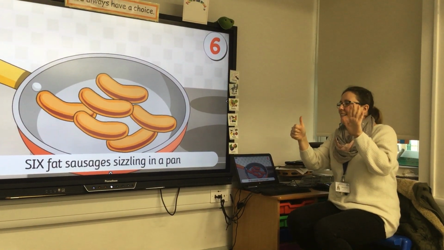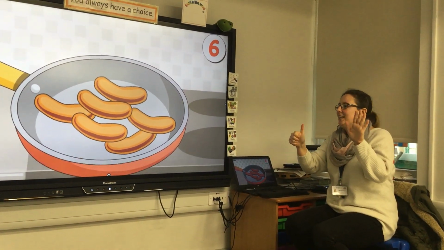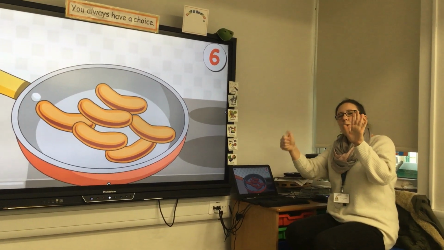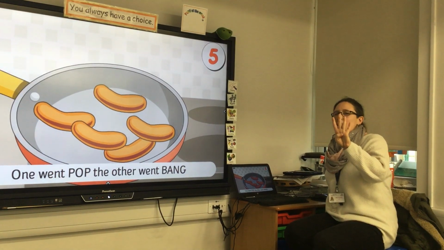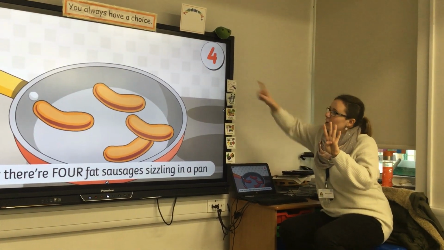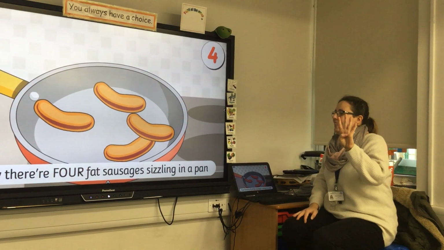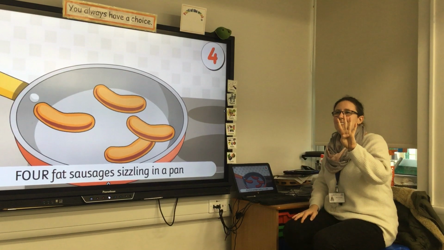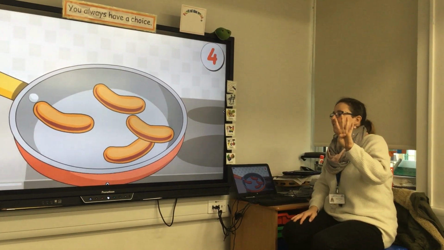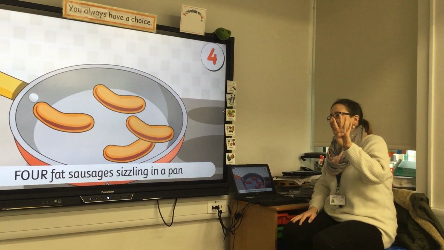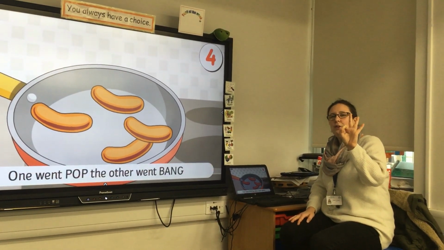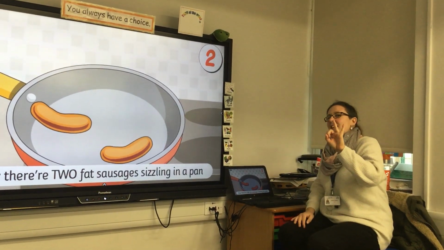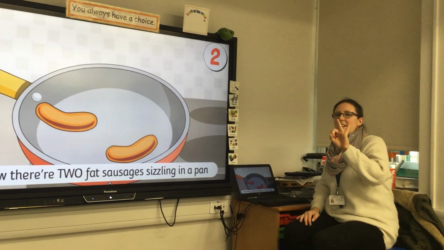6 fat sausages sizzling in a pan. One went pop, the other went bang. Now there's 4 fat sausages sizzling in a pan. Come on, 4 fat sausages sizzling in a pan. One went pop, the other went bang. Now there's 2 fat sausages sizzling in a pan.